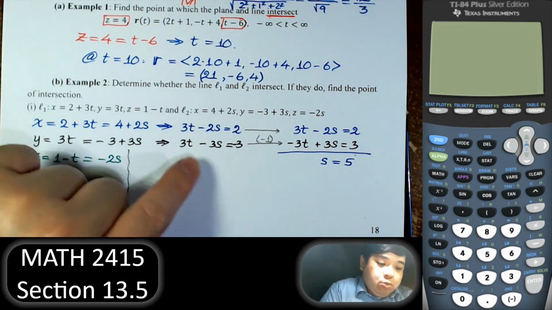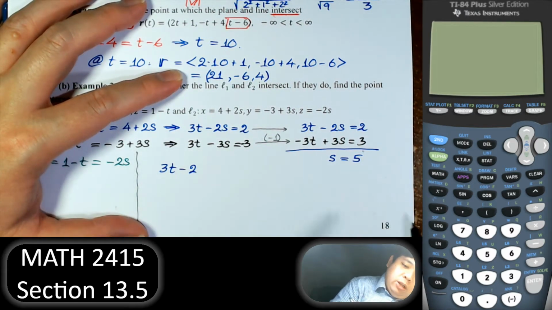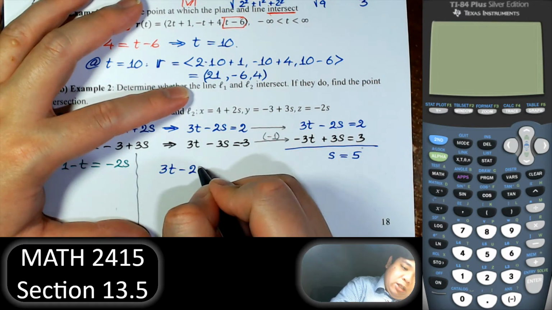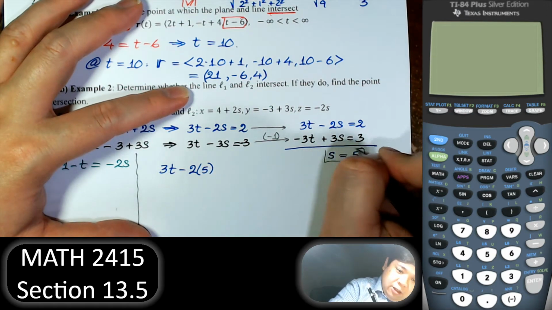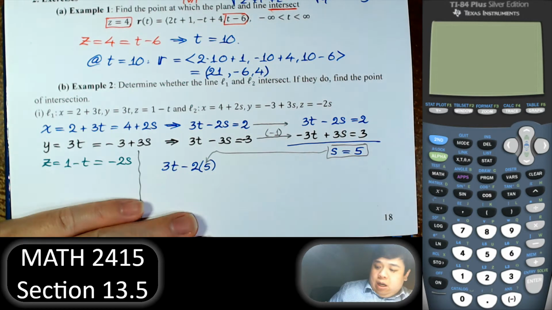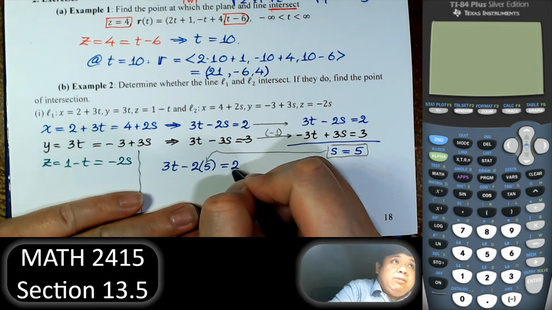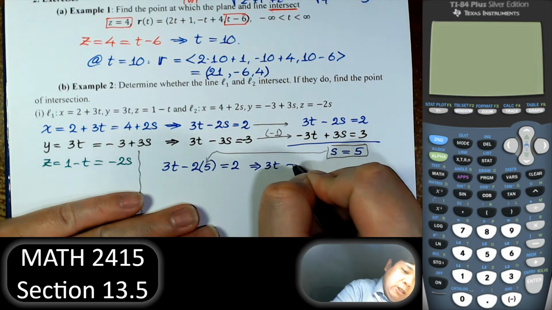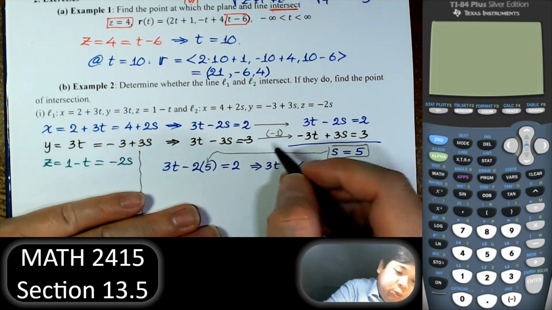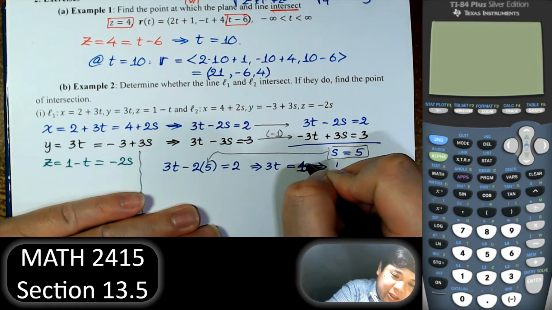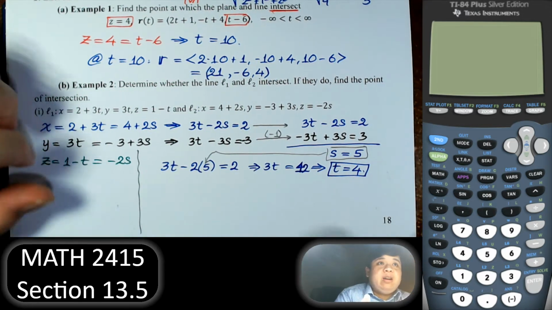Now if s equal to 5, we can just put it back in here and we solve for t. So 3t minus 2, and then we put 5 in there for s. That's supposed to be equal to 2. So move the 10 over, that gives us 12. So 3t is equal to 12. So that gives us t equal to 4. So s is 5, t is 4.